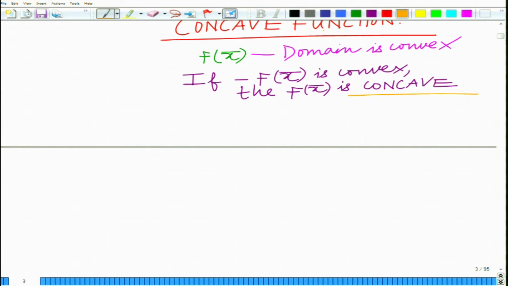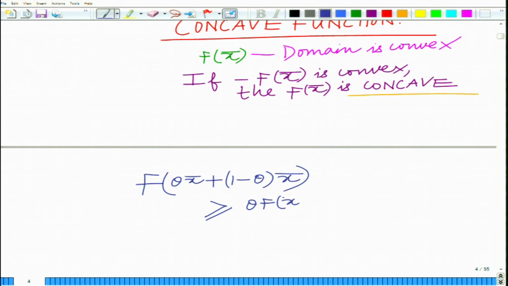So, f of x bar is concave if the domain is convex and minus of f is convex. Naturally, this implies that f of theta times x1 bar plus 1 minus theta times x2 bar is greater than or equal to theta times f of x1 bar plus 1 minus theta times f of x2 bar, okay.